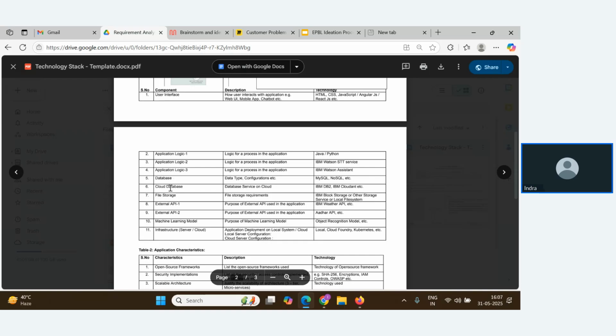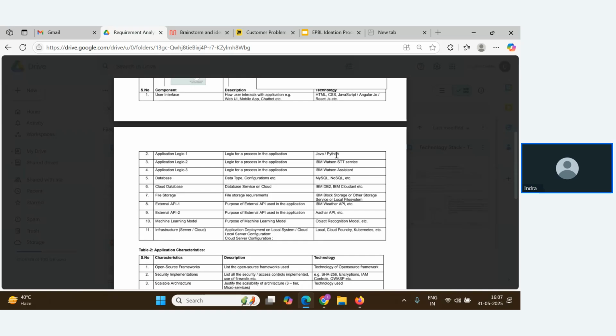Okay, is there any application logic? So you can mention, yes, you're using Tableau, right? You can mention here Tableau application logic. The database, if you are using any kind of database in your project, you can mention the name of the database. Cloud database, I think there is no cloud database. You can mention it as nil. Apart from these factors, if you are using any other thing, you can include that. Suppose you're using any other tool, any other component or any other software, you can mention that here.